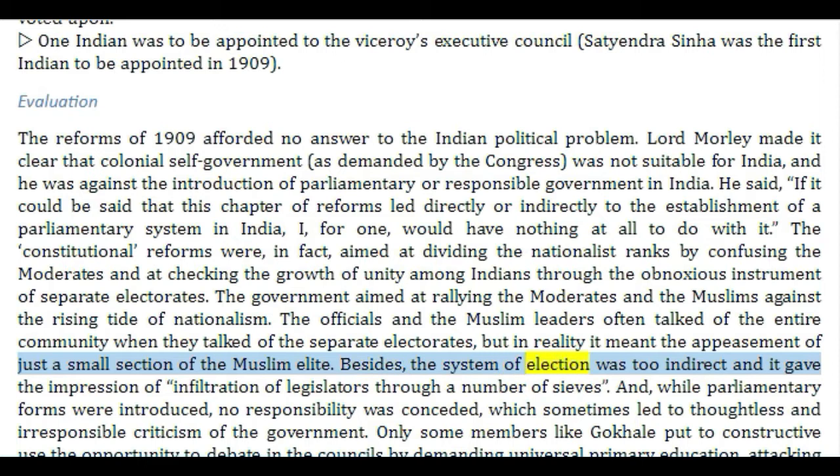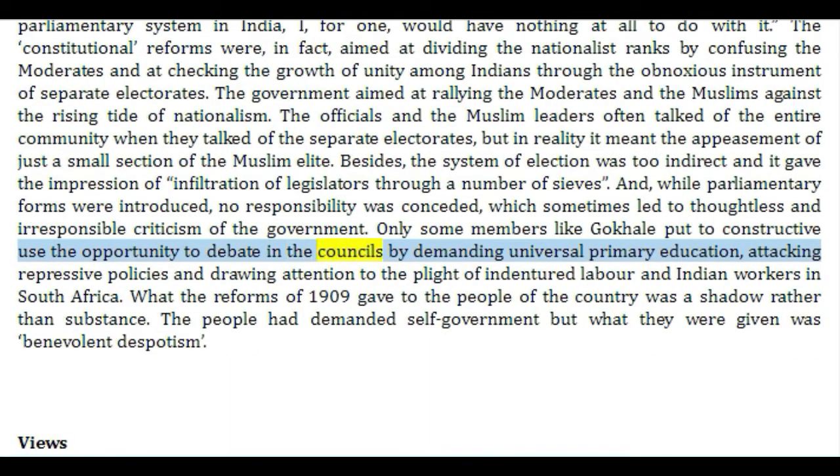Besides, the system of election was too indirect, and it gave the impression of infiltration of legislators through a number of sieves. And, while parliamentary forms were introduced, no responsibility was conceded, which sometimes led to thoughtless and irresponsible criticism of the government. Only some members like Gokhale put to constructive use the opportunity to debate in the councils by demanding universal primary education, attacking repressive policies, and drawing attention to the plight of indentured labor and Indian workers in South Africa. What the reforms of 1909 gave to the people of the country was a shadow rather than substance. The people had demanded self-government, but what they were given was benevolent despotism.